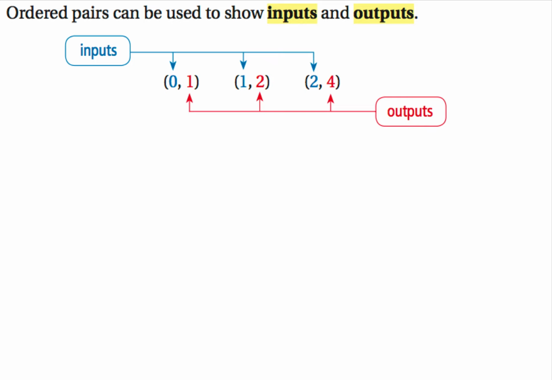Now, we've been doing some relations. We haven't called them that really yet. We need to know what that means. First, ordered pairs. Ordered pairs can be used to show input and output. The ordered part is because the number that comes first is different than the number that comes second. The input is different from the output.